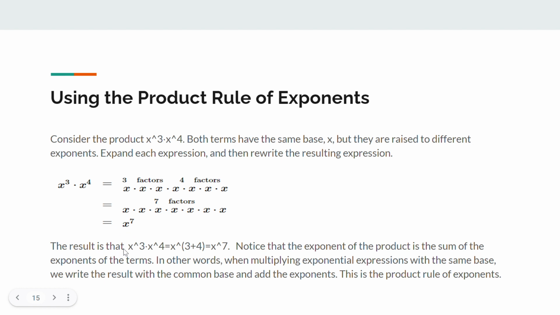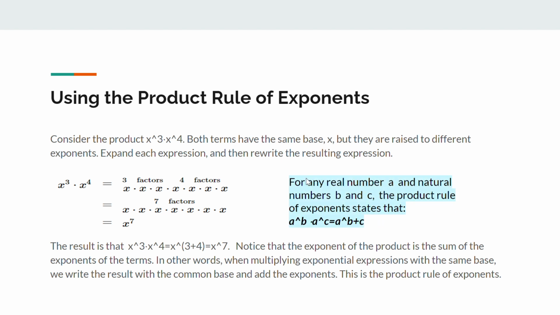The result is that x to the power of 3 times x to the power of 4 is equal to x to the power of 3 plus 4, which is x to the power of 7. Notice that the exponent of the product is the sum of the exponents of the terms. In other words, when multiplying exponential expressions with the same base, we write the result with the common base and add the exponents. This is the product rule of exponents. So for any real number a and natural numbers b and c, the product rule of exponents states that a to the power of b times a to the power of c is equal to a to the power of b plus c.